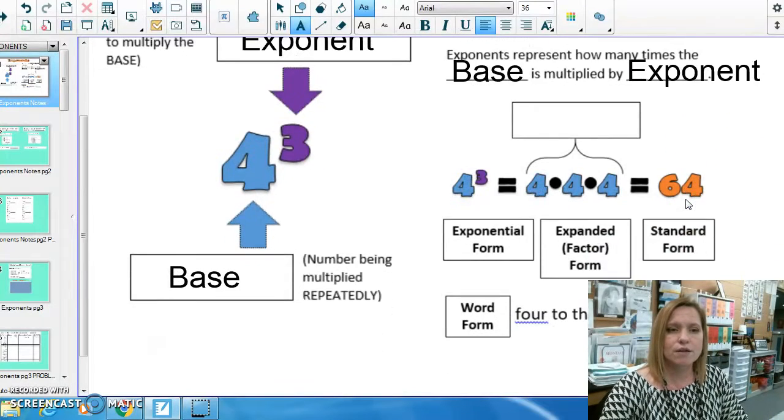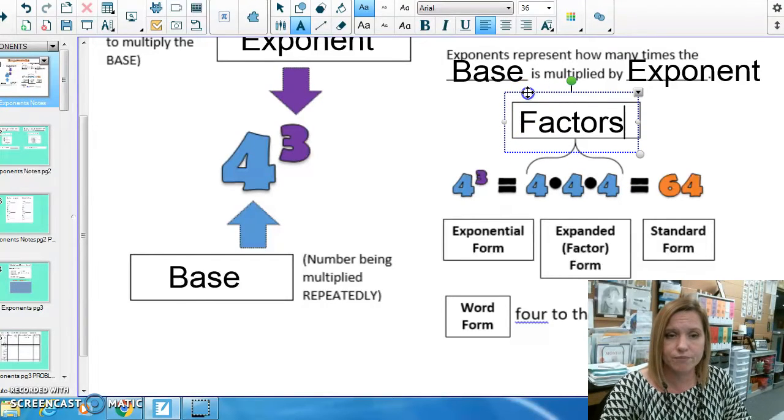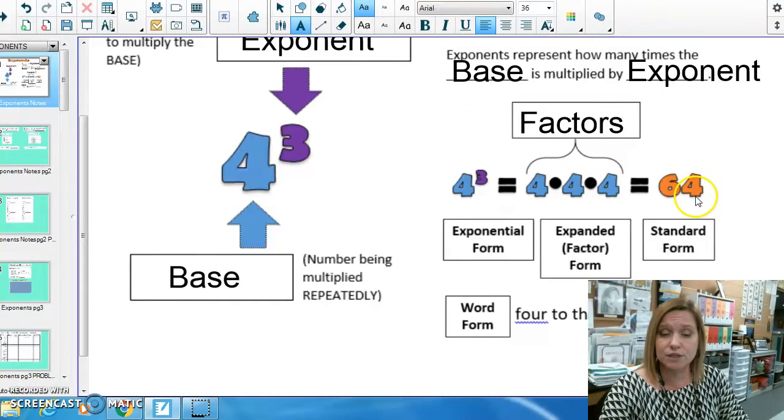So if we take a look further down on this problem, we have our power, 4 to the third power. So we know this is our base. We're going to multiply the base 3 times. 4 times 4 times 4. These 4s are known as factors. When you multiply numbers together, that should be a review vocabulary term. And when we actually multiply 4 times 4 times 4, we get an answer of 64.